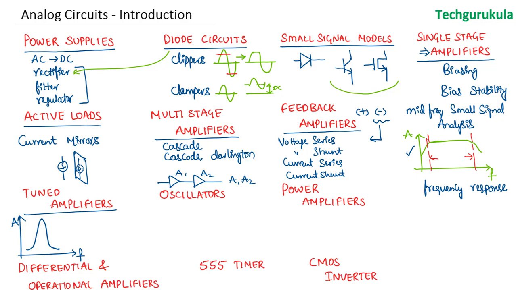Now then we move on to oscillators. In oscillators, we'll look at circuits where DC supply is provided and its output would be an oscillating output. We'll talk about various kinds of oscillators like RC phase shift oscillator, Colpitts oscillator, and so on and so forth. And then we'll move on to power amplifiers.